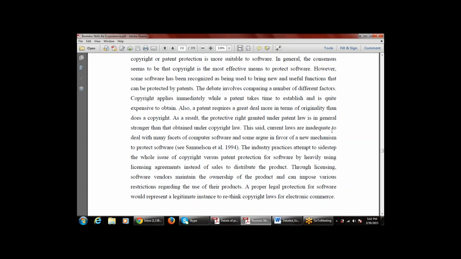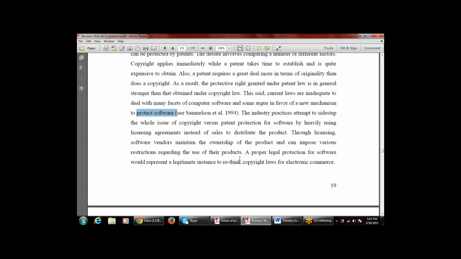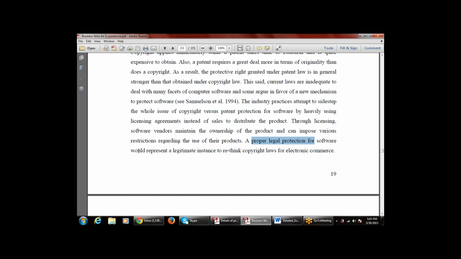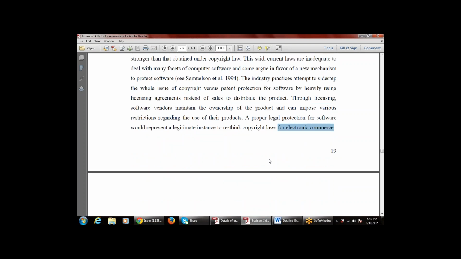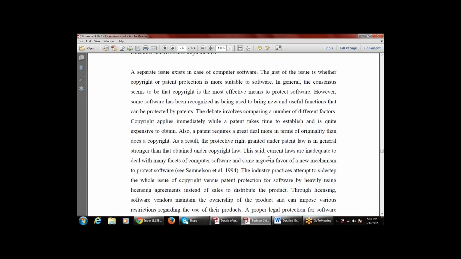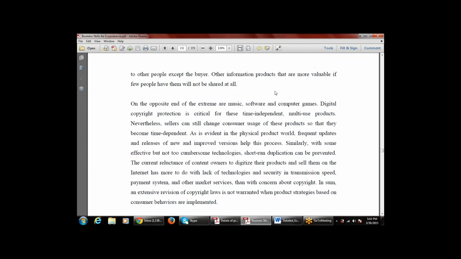This said, current laws are inadequate to deal with many facets of computer software, and some argue in favor of a new mechanism to protect software. A proper legal protection for software would represent a legitimate instance to rethink copyright laws for electronic commerce. So this is just theory, and it shows what the business strategies, business applications and business rules are that apply to digital copyrights. One business strategy is computer software, another is music; these are the different objects.